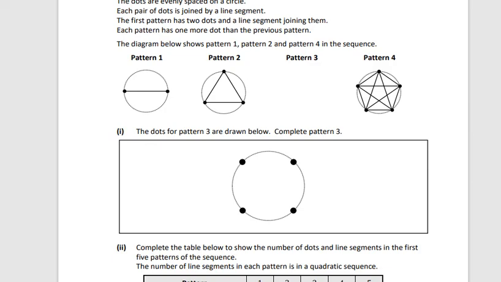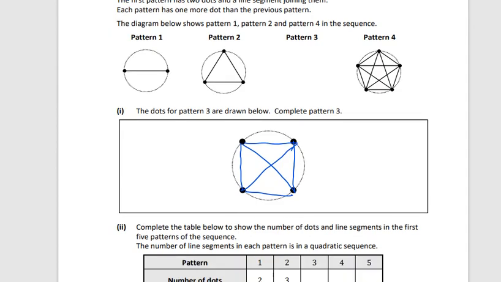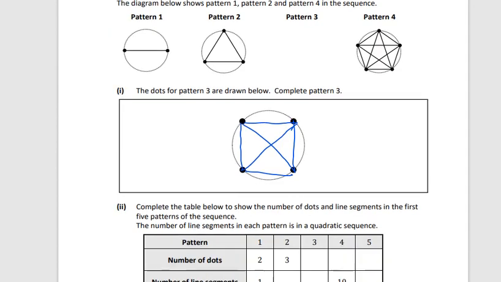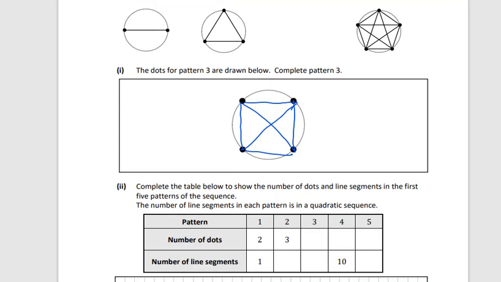Right, this one then, it says each pair of dots is joined by a line segment. Therefore, when we're filling in this, we're joining those, but then we have to join them two as well and them two as well. And that's for pattern 3. Then pattern 4 is given to us, and we can count up the lines in them. The number of dots just goes up by 1 each time. So it's going to be 2, 3, 4, 5, 6.